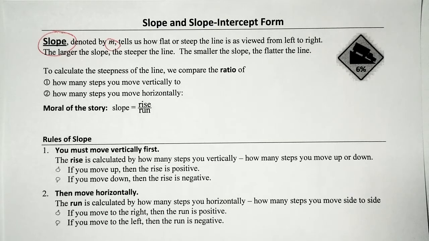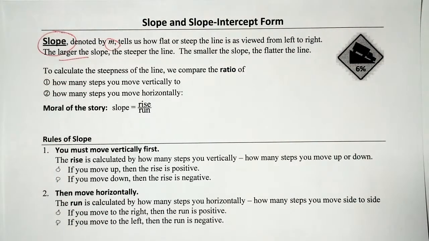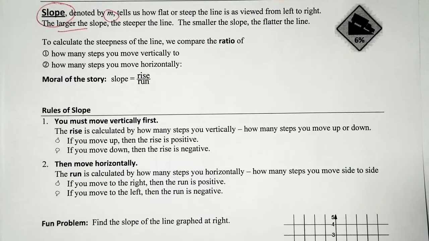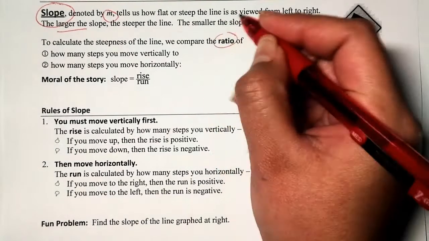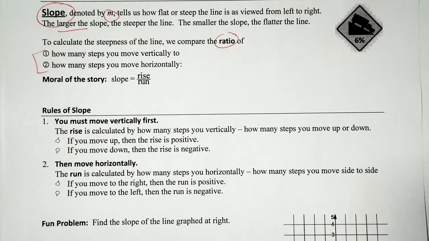So the steeper the line, the larger the slope, and the smaller the slope, the flatter the line looks. But the question is, how do we compare the slope of a line? How do we calculate the steepness of the line? To calculate the slope or steepness of a line, we calculate the ratio of how many steps we move vertically to how many steps you move horizontally.